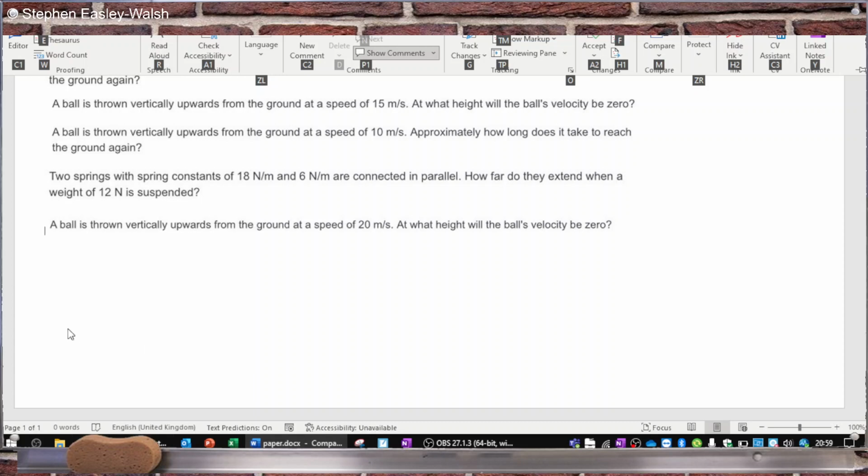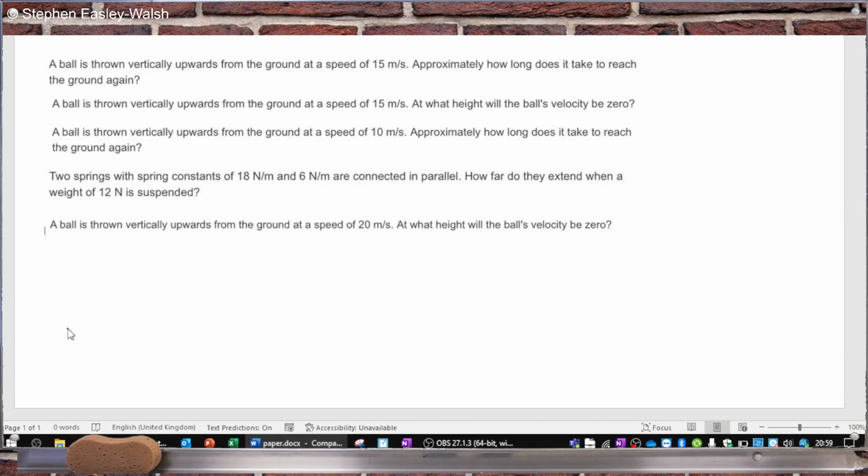Okay, I got a few questions emailed to me from presumably one of my subscribers. Let's have a look at these questions. They're all physics questions. So the first one here: a ball is thrown vertically upwards from the ground at a speed of 15. Approximately how long does it take to reach the ground again?